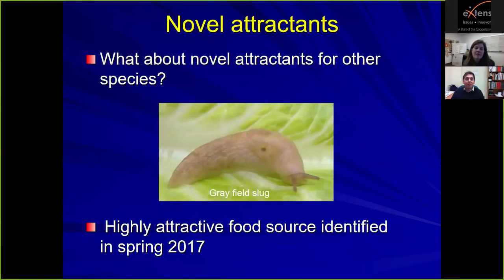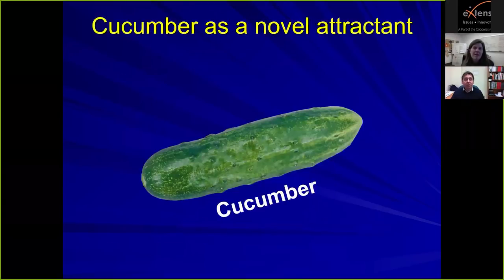Last year, Maria then finished up a whole bunch of food choice tests and other laboratory tests, and she did find a food that was extremely attractive to this slug. And it was a food that kind of surprised us a little bit. We thought it might have been something like grass seed or beer or something like that. But the food that she found actually was cucumber, would you believe?